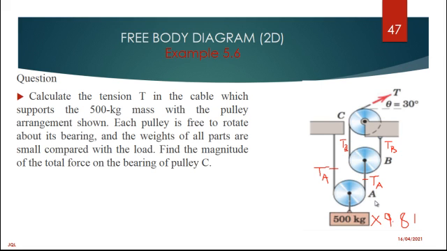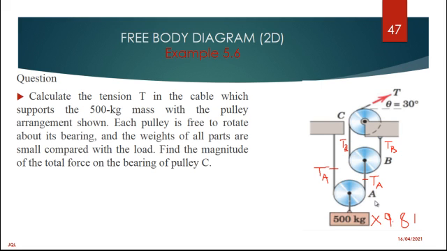Then, once I've got that, I can now draw my free body diagram. How am I going to draw my free body diagram? I'm going to start from A, not B and not C. Why? If I start from C, I'm going to have a lot of unknowns. I'll get stuck. When I go to pulley B, I'm going to have two unknowns, TB and TA. I'll get stuck. But when I start with pulley A, I'm only going to have one unknown, which is TA, because I already know the 500 times 9.81 newton.